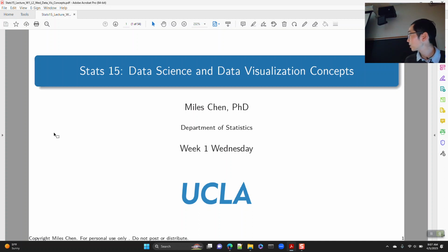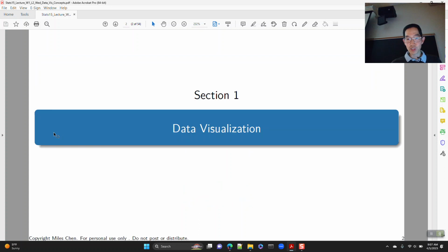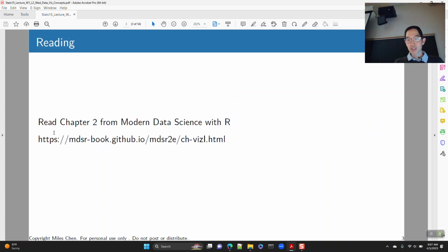We are going to look at some data visualization concepts. Okay, so data visualization, we're going to start, I guess, our introduction to data science with data visualization. Data visualization is a way for us to present our data in a visual medium. Okay, a lot of this stuff comes from our textbook, so make sure you keep up with the reading.